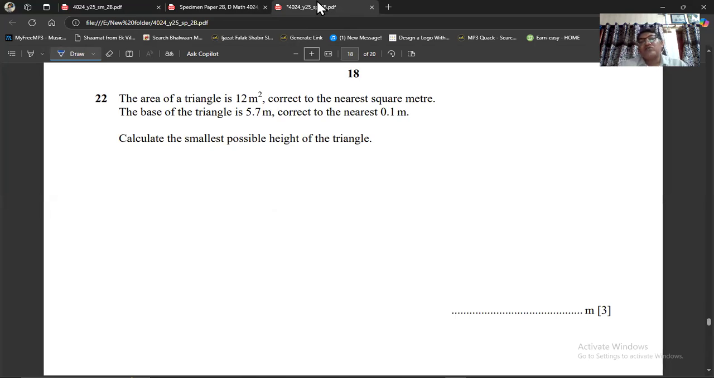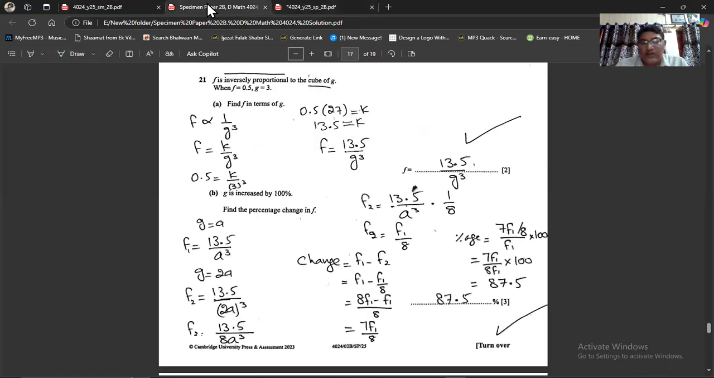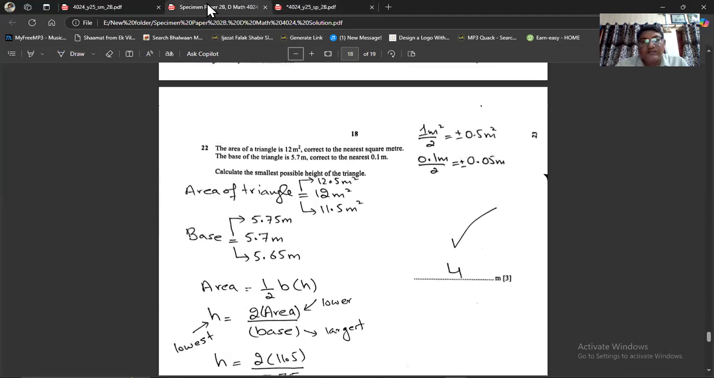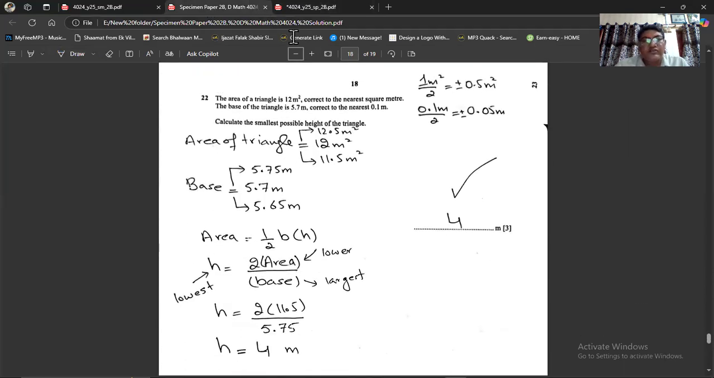So divide it by 2, you get 0.05 meter. When you add that to this reading, you get the upper bound. When you subtract that from this number, you get the lower bound. Okay, so let me show you.